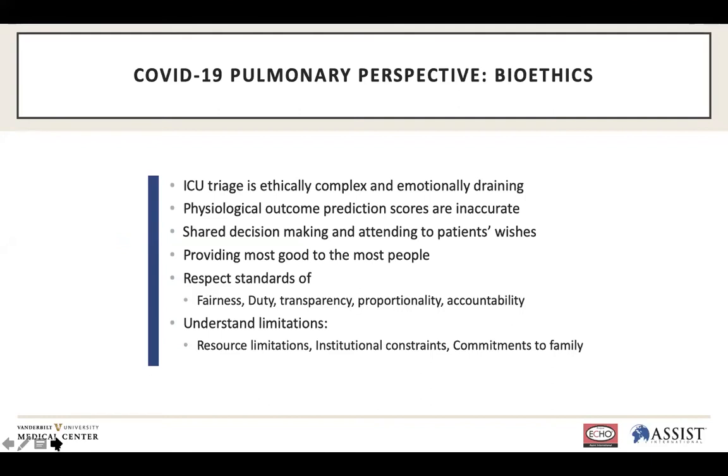So we're trying to provide the best for the most people. We want to respect standards of fairness, duty, transparency, proportionality, and accountability. This is part of our oath of professionalism. In addition, we understand our limitations, and we have to understand and discuss this with hospital administrators very carefully. What are the resource limitations? What are the institutional constraints? How can we collaborate with other institutions who may be better equipped or able to absorb larger volumes? And we need to keep our commitments to family in very difficult times.